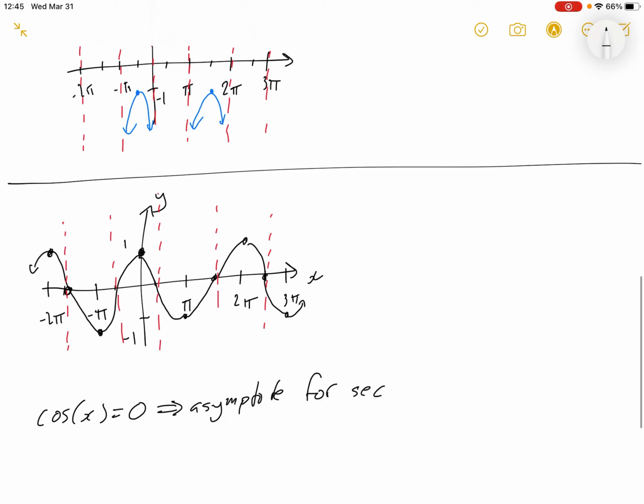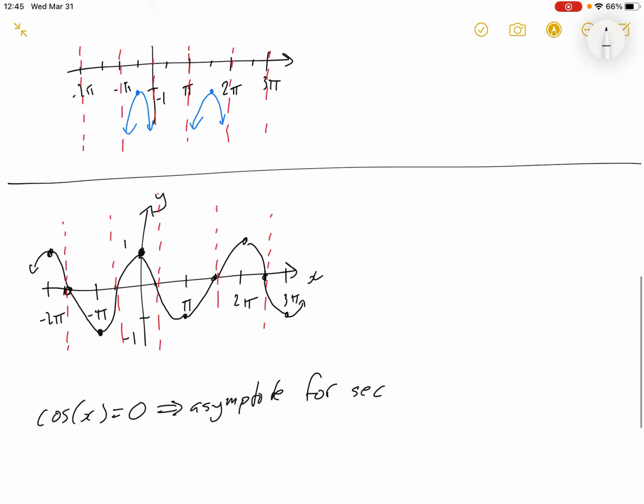And this happens at all the pi over 2. So it looks like it's at negative 3 pi over 2, negative pi over 2, positive pi over 2, 3 pi over 2, 5 pi over 2, etc. So all these pi over 2s. And then the actual graph for secant is in blue here. Ignore the graph of cosine in black and then the vertical asymptotes in red. What I have here in blue is the graph for secant. So again, these little parabolas kind of going up and down will give me the graph of secant of x.